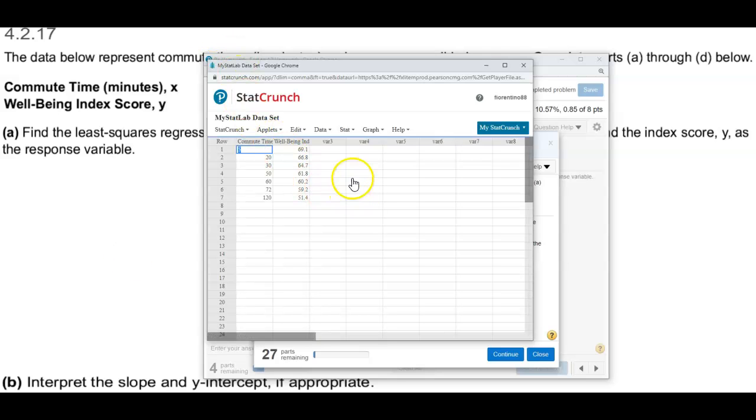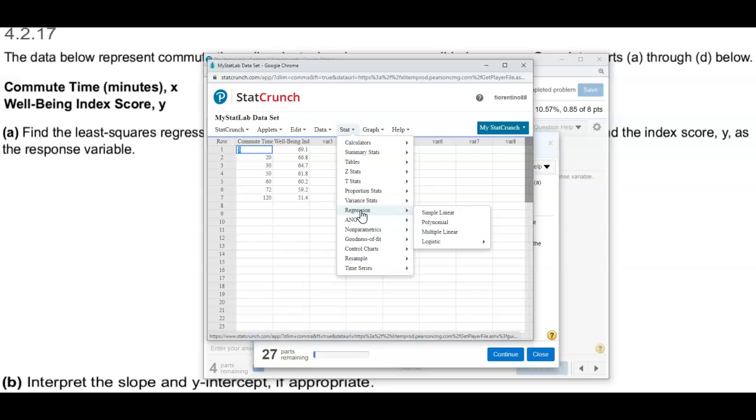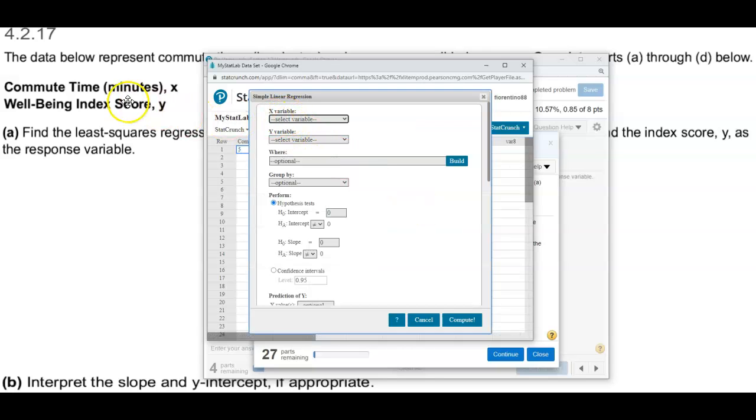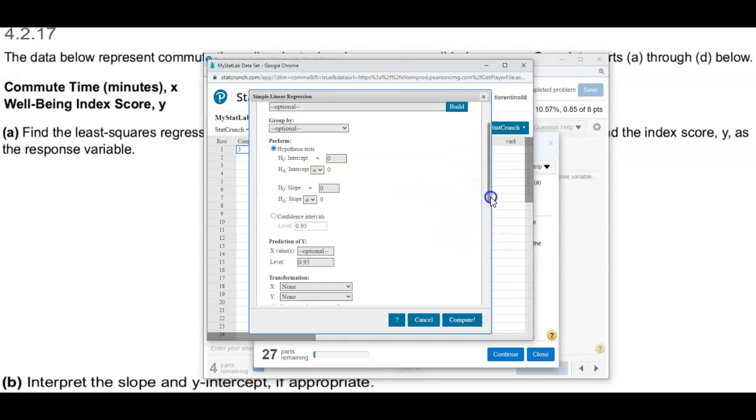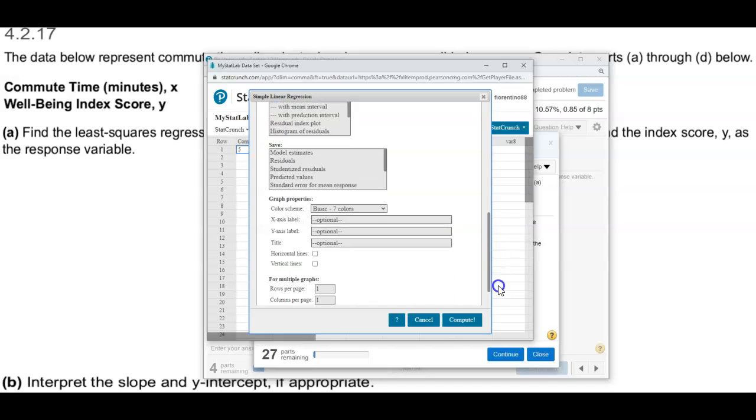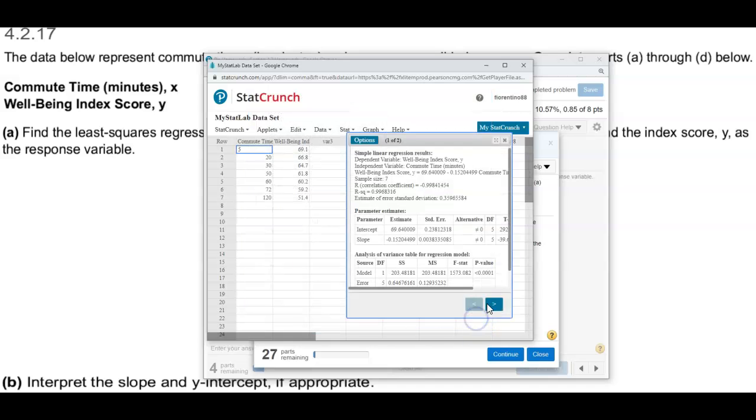Now what we want to do is go to Stat, and then all the way down we're going to see Regression, because we're looking for the least squares regression line. So we're looking for a simple linear. We select simple linear, and then the X variable is the explanatory variable, which is the commute time, so we want to make sure we have commute time in minutes there. For the Y variable, we have the well-being index score. We select that, and there's nothing else for us to fill out, so we select Compute.